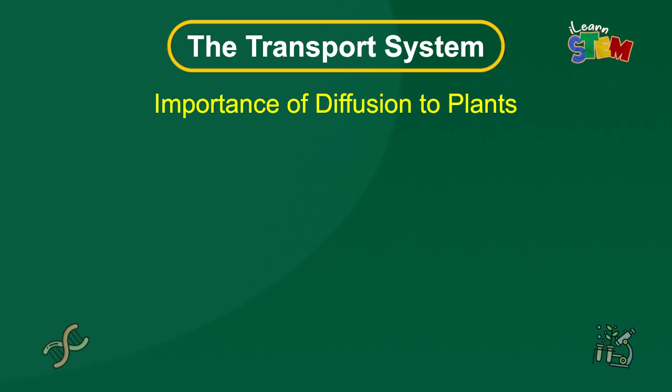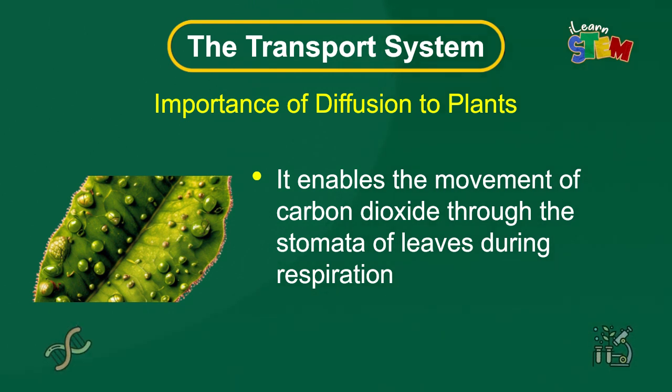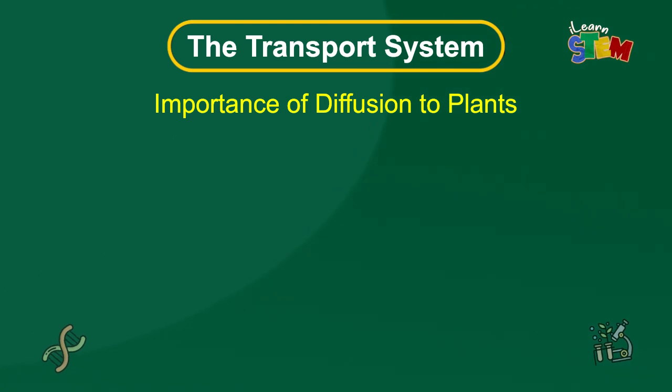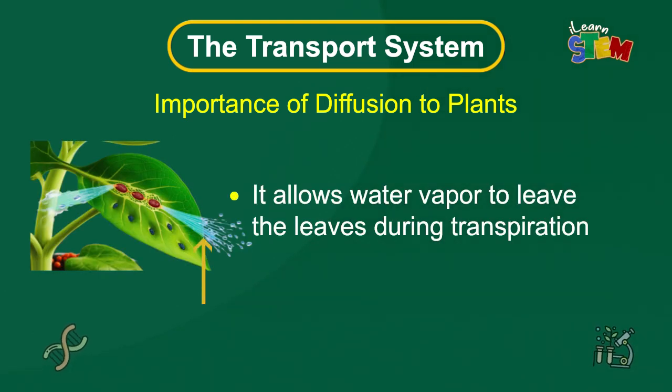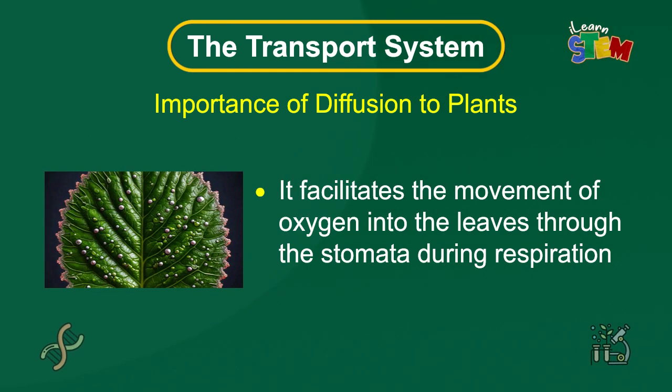In plants, diffusion is important in the following ways. 1. It enables the movement of carbon dioxide through the stomata of leaves during respiration. 2. It allows water vapor to leave the leaves during transpiration. 3. It facilitates the movement of oxygen into the leaves through the stomata during respiration.